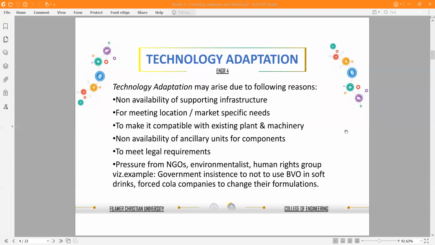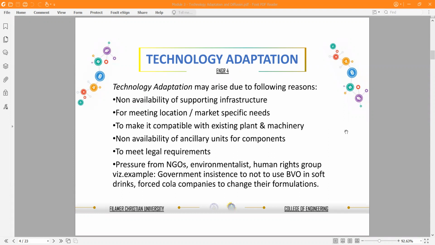And technology adaptation may arise due to the following reasons. So what are these? So first, we have non-availability of supporting infrastructure. So walang supporting infrastructure dito for meeting location or market specific needs. So you have no destination for this one. So to make it compatible with existing plant and machinery. Okay, so ito yung mga dahilan, no? So these are the reasons. And non-availability of ancillary units or components.